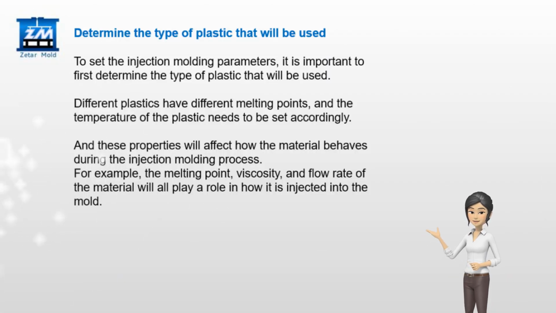Determine the type of plastic that will be used. Set the injection molding parameters. It is important to first determine the type of plastic that will be used. Different plastics have different melting points, and the temperature of the plastic needs to be set accordingly. And these properties will affect how the material behaves during the injection molding process. For example, the melting point, viscosity, and flow rate of the material will all play a role in how it is injected into the mold.